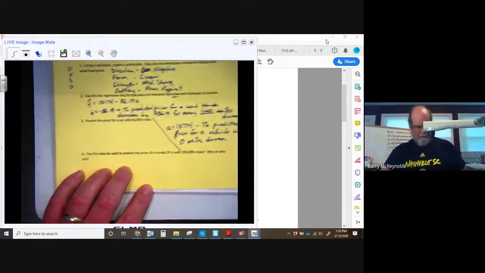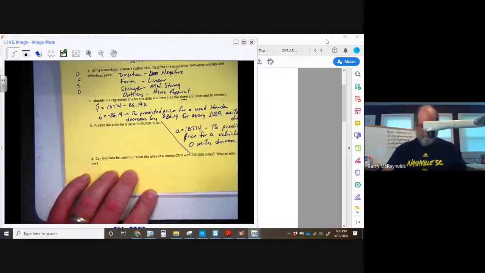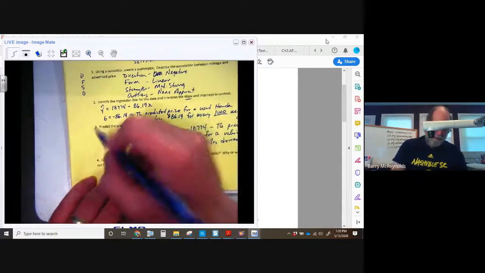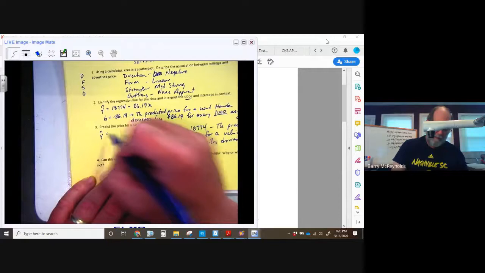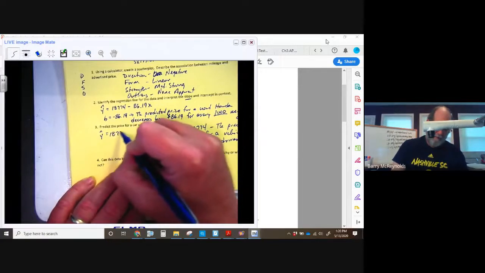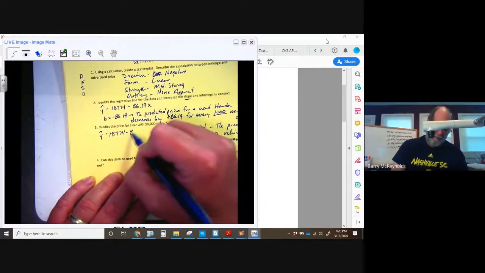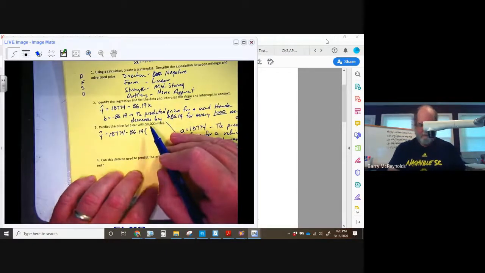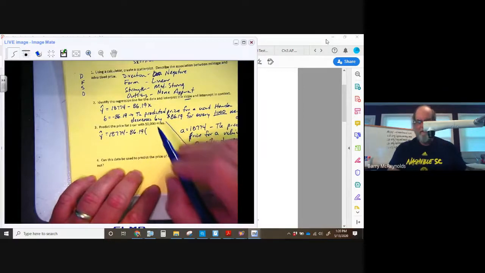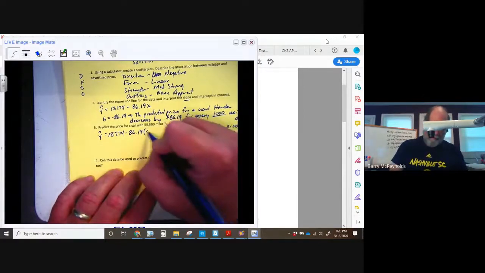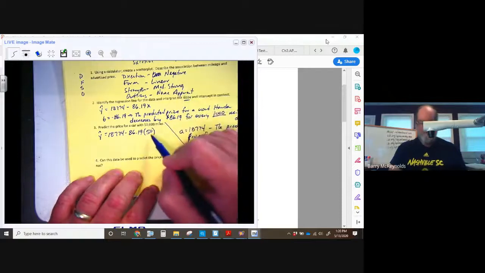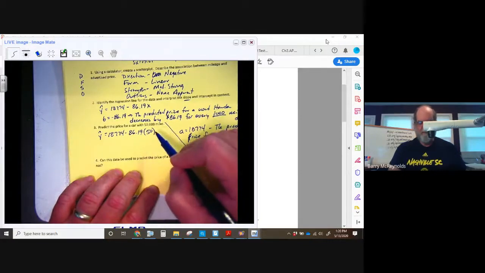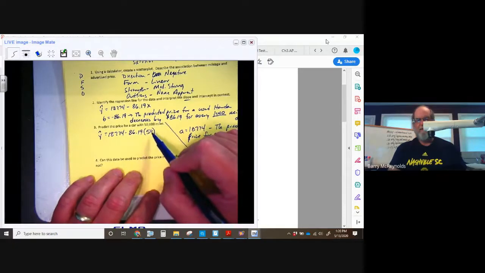Okay, so the third question is predict the price for a car with 50,000 miles. Well, we're going to use our prediction equation. y hat equals 18,774 minus 86.19, and we're just going to plug in 50,000 here. But we're really not going to plug in 50,000. We're just going to plug in 50, because our x variable is in thousands of miles. So be very, very careful that you're plugging in a value that makes sense with the units for the explanatory variable.